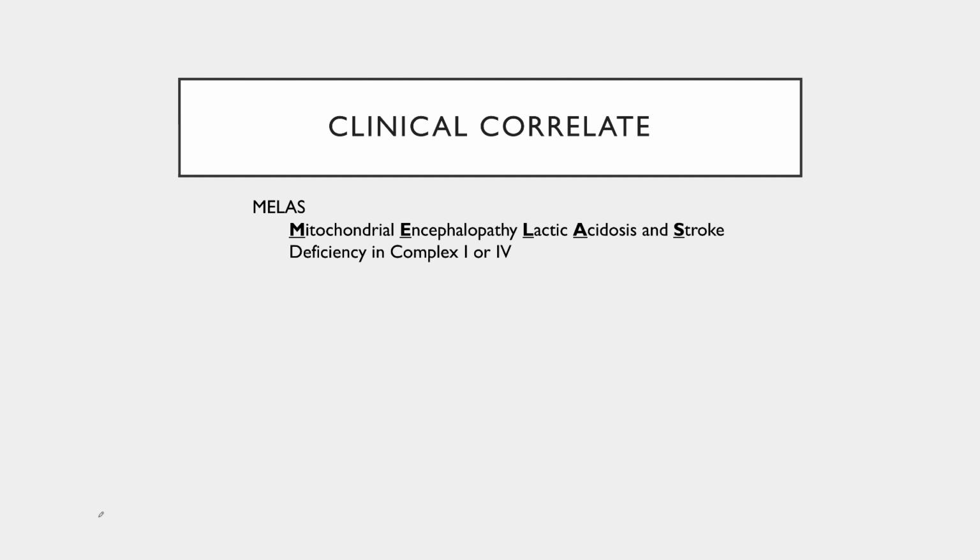So if we go back to a clinical correlate I used as an example earlier on, this will make a lot more sense now. And that was a discussion of MELAS, or mitochondrial encephalopathy, lactic acidosis, and stroke. And this was caused by a deficiency in complex 1 or 4 in the electron transport chain. So in this case, we ask the question, how does this lead to lactic acidosis?